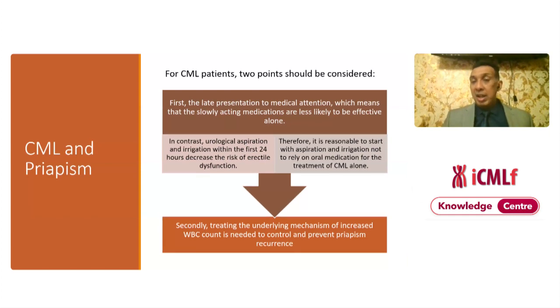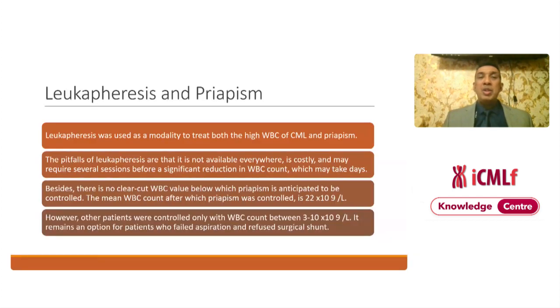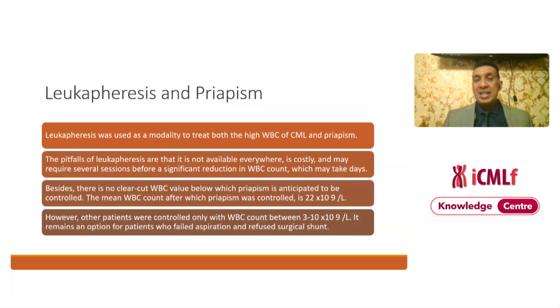Secondly, treating the underlying mechanism of the increased white blood cell count is needed to control and prevent priapism recurrence. What about leukapheresis and priapism? Leukapheresis was used as a modality to treat both the high white blood cell count in CML and priapism. The pitfalls of leukapheresis are that it is not available everywhere, is costly, and may require several sessions before a significant reduction in white blood cell count, which may take days.